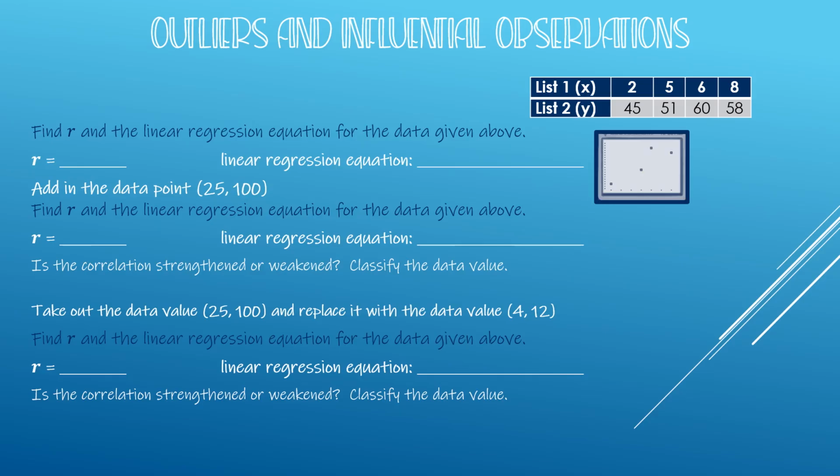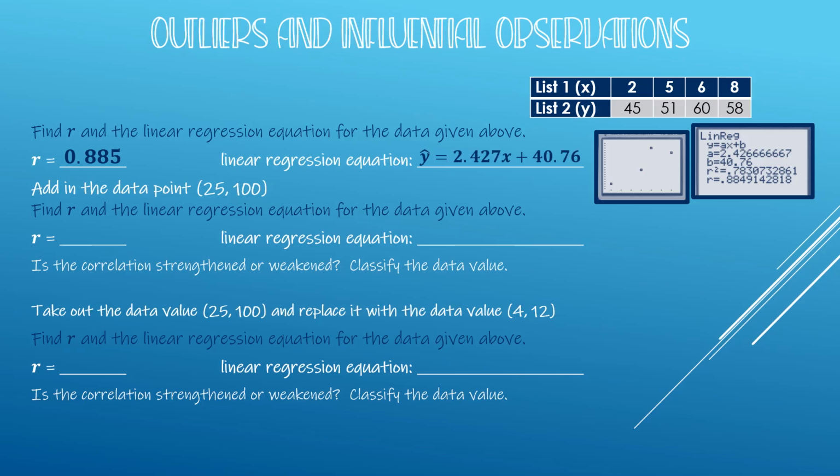Not much of a scatter plot with only 4 points, but we can do our linear regression. I want you to give me the equation just for practice, but it's the correlation coefficient that's important. That's the R value. We round those to 3, so 0.885. Linear regression equation, go to 3 decimal points as well. Of course, B stops at 2.